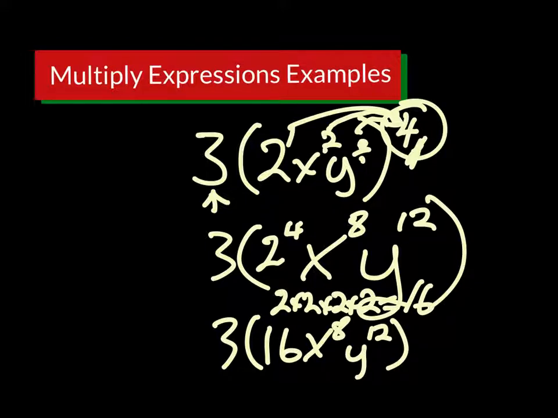Now, after we've simplified everything inside the brackets, we can use the distributive law to multiply the number outside by everything inside. And in this case, we only have one term inside. We have 16x to the 8th, y to the 12th. We multiply the coefficient, 3, outside the brackets, by the coefficient inside the brackets. So 3 times 16 is 48. And there's no variable outside the brackets, so it's just 48x to the 8th, y to the 12th.